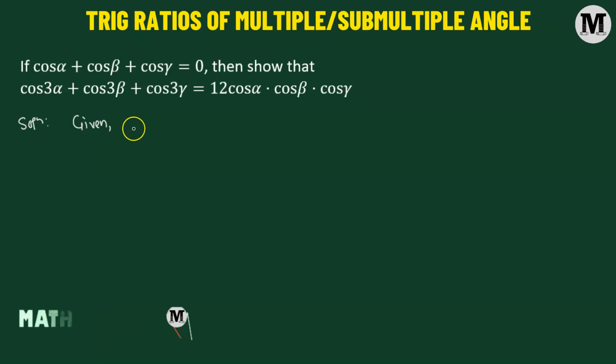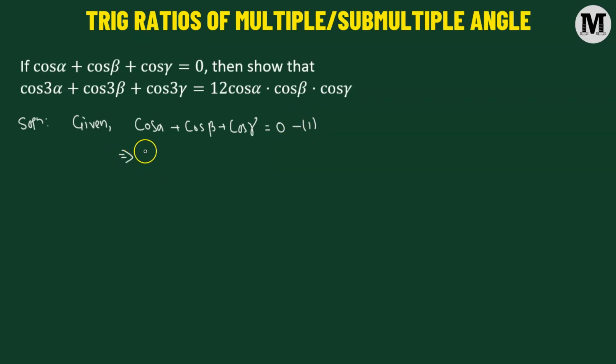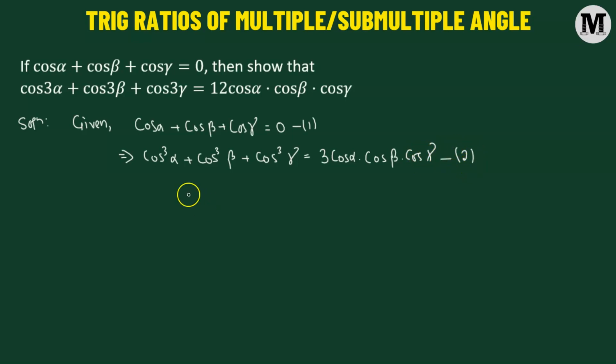So we'll start with our given condition. Here we have cosine of angle alpha plus cosine of angle beta plus cosine of angle gamma equals 0. Now, if this is true, it also implies that cosine cubed alpha plus cosine cubed beta plus cosine cubed gamma must equal 3 times cosine alpha times cosine beta times cosine gamma. Let this be number 2. Now, we'll start the problem from the left-hand side.